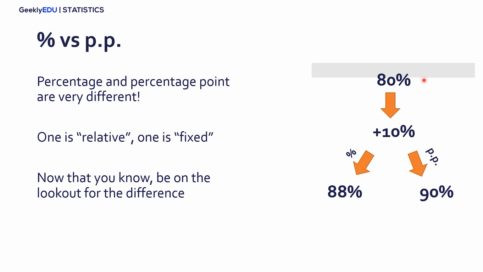Let's say you got an 80% on a test and your teacher says that you can retake it. And then when your friend asks you, you say, I did 10% better than the last time, than my 80. What does that mean? If you did 10% better, then your score is 88% because 10% of 80 is 8. But if you did 10 percentage points better, then your new score is 90 because you actually added plus 10 percentage points to your previous score of 80.